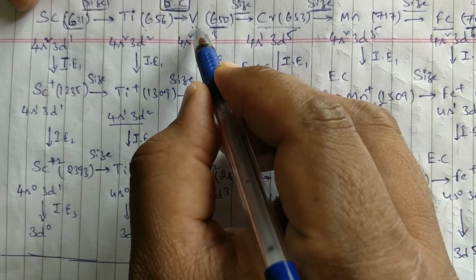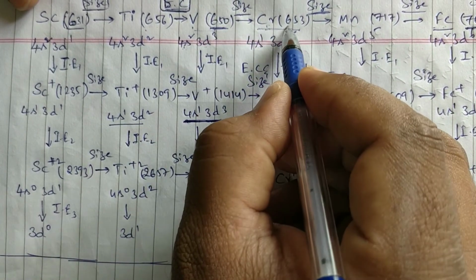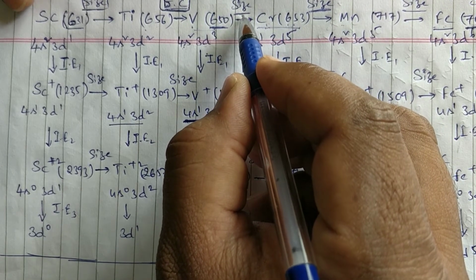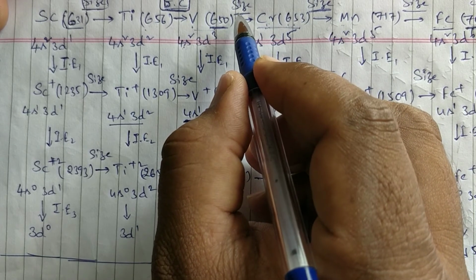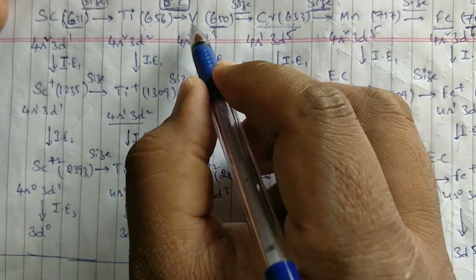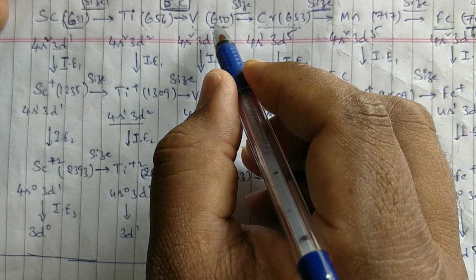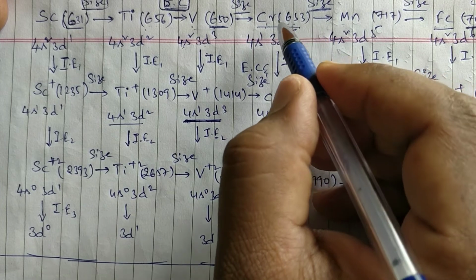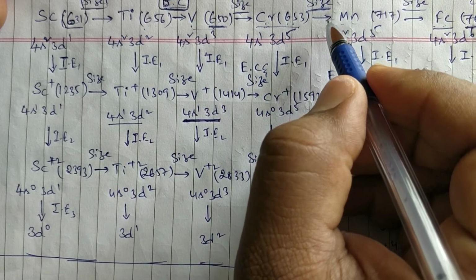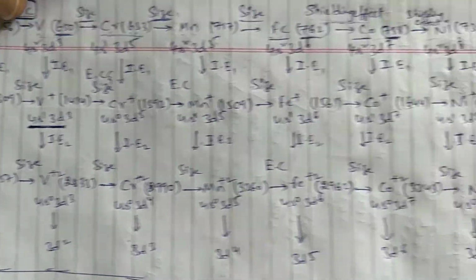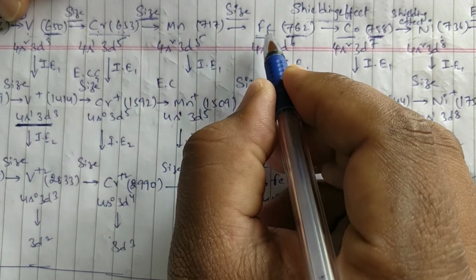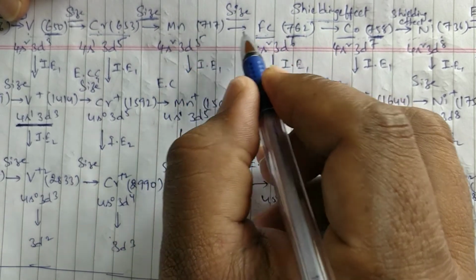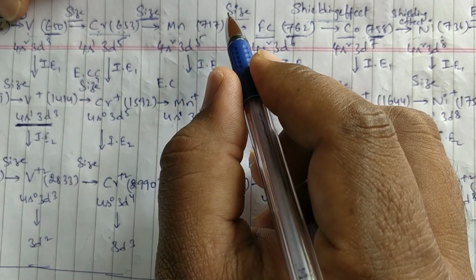Okay, next, vanadium to chromium. What happened to ionization energy? Increased. Here size is the factor which is going to explain. Vanadium to chromium size decreases, ionization energy increases. Chromium to manganese also size only. Chromium to manganese size decreases. That's why ionization energy increases. Okay, manganese to iron also size only, 717 to 762. So when there is a size factor, easily we can understand.